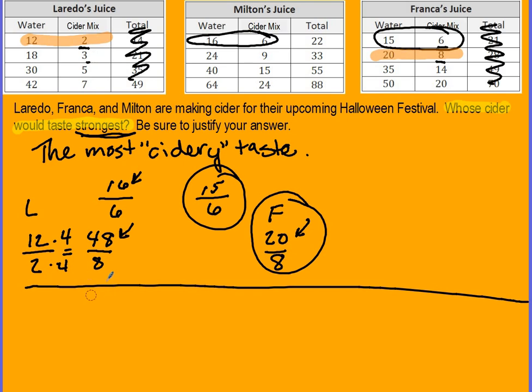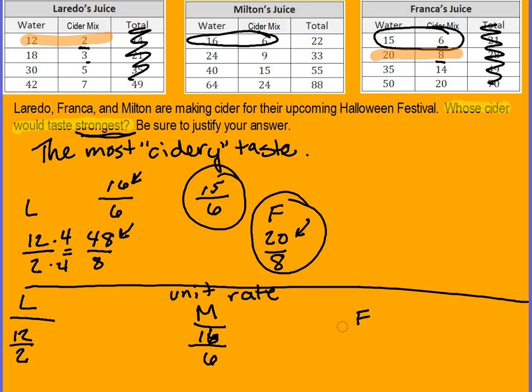Here I'm going to take a look at using what we call the unit rate, and we're going to talk about that a little bit more in detail in lessons to come. But we've talked about that unit rate being compared to 1. So we might end up with a decimal in these, and that's okay. So with Laredo, he has 12 parts water to every 2 parts of cider mix. Milton has 16 parts water to every 6 parts cider mix.